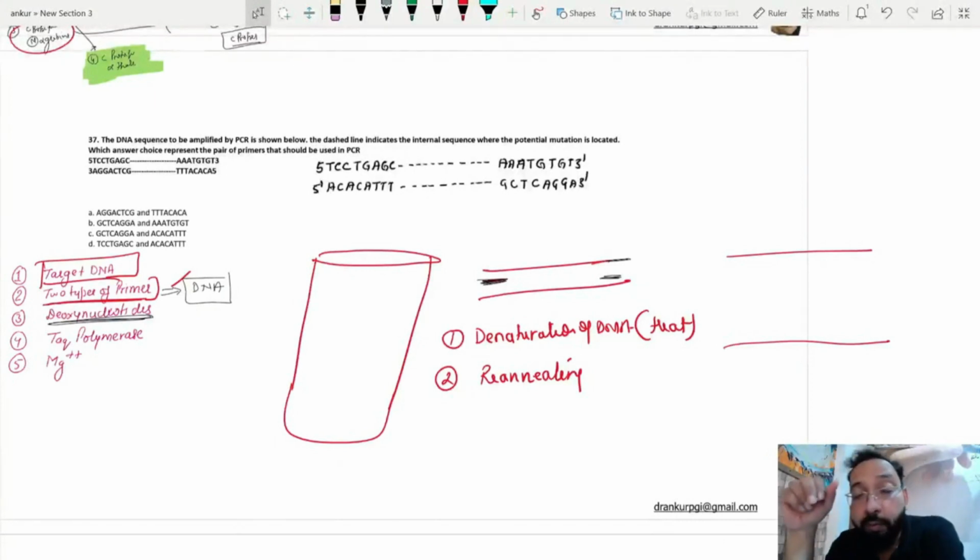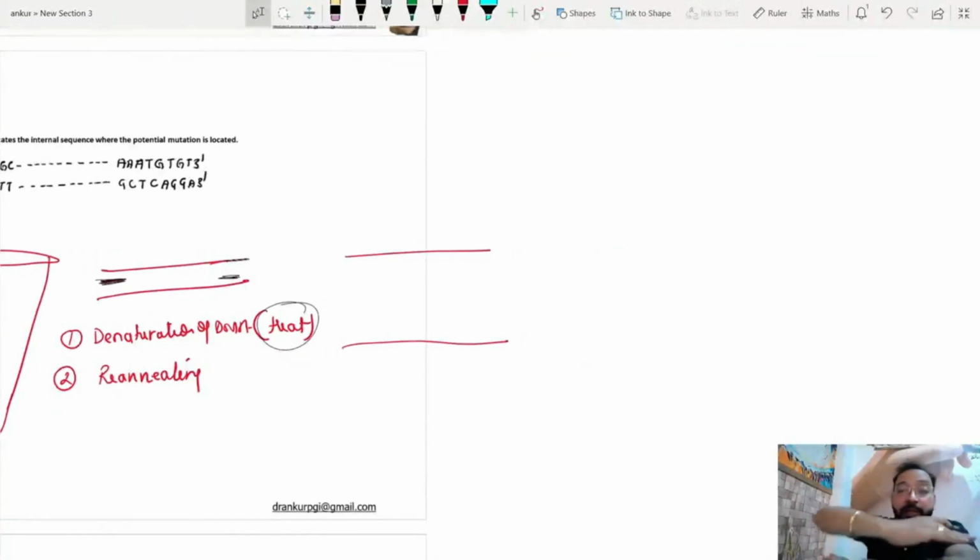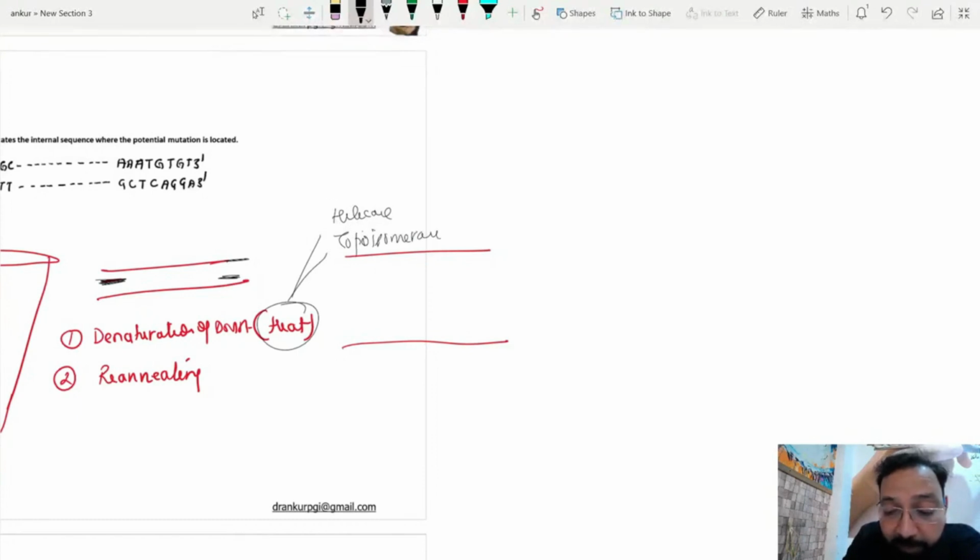We cut with the help of topoisomerase 1 and 2. But this problem can be solved by PCR. In PCR, only by heat. If you heat, two strands of DNA will be separated, no supercoiling. So the function of helicase and topoisomerase can be taken care of by only and only heat.